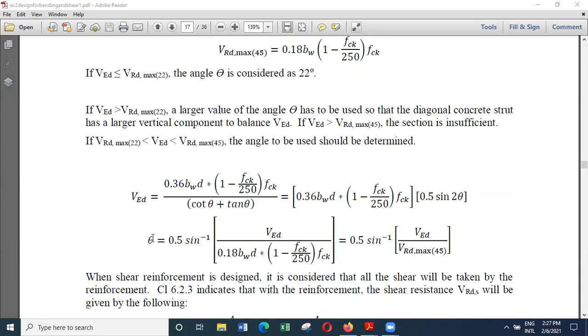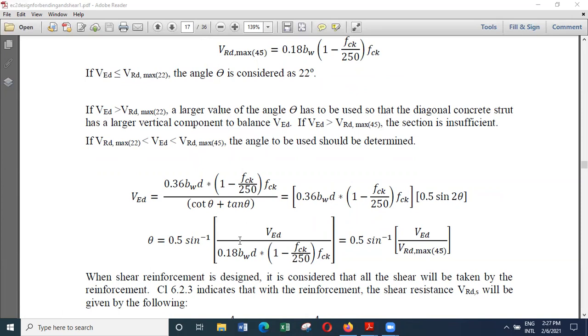So if the angle is less than 22, we use 22. If the angle is in between 22 and 45, we use the actual value of the angle. And if the angle is more than 45, that means we don't have a case. We have to go for a bigger section.